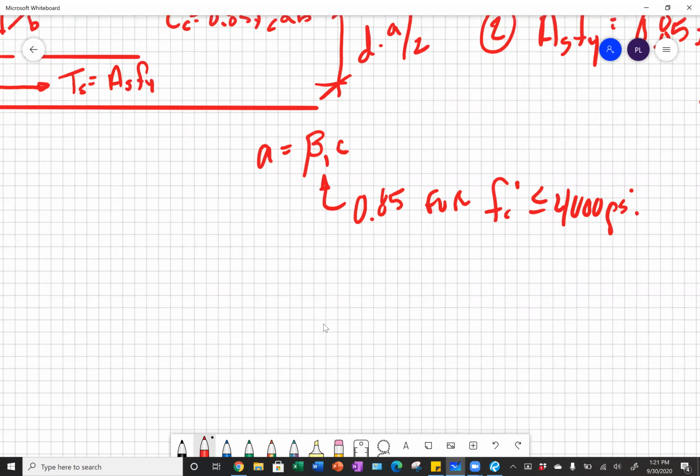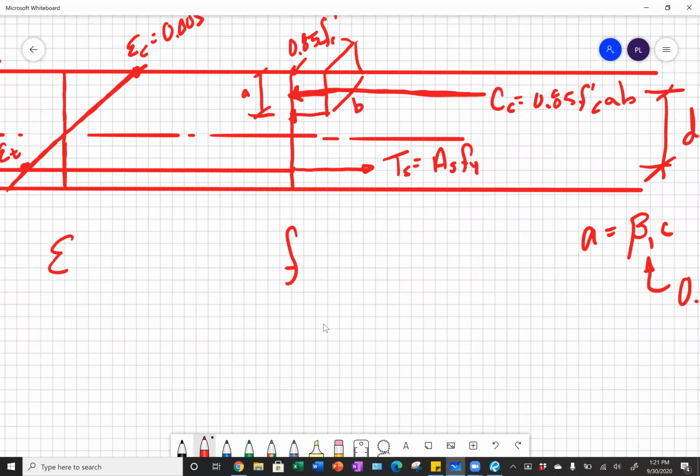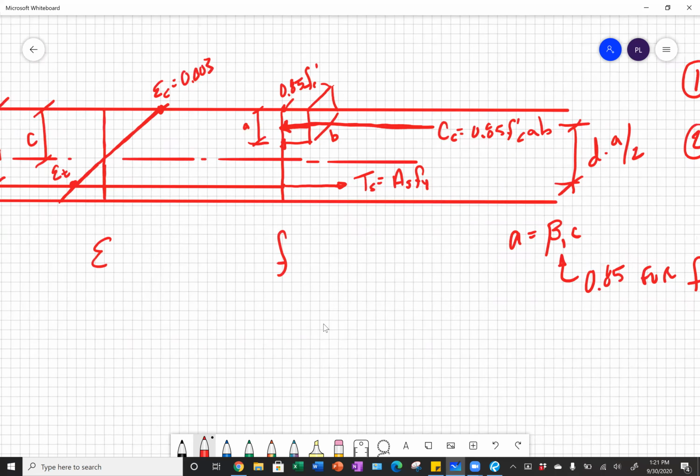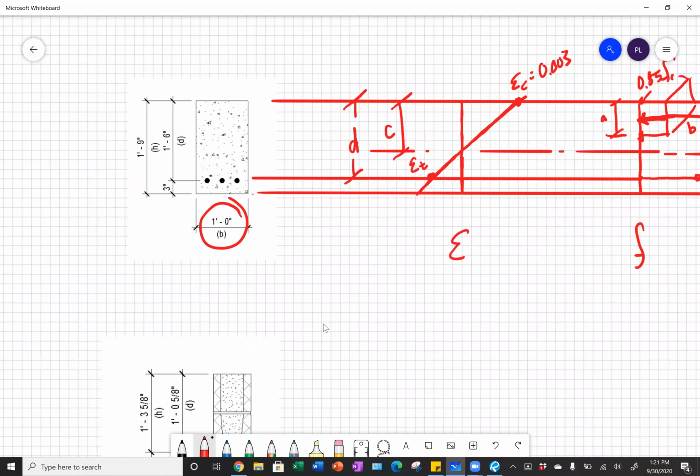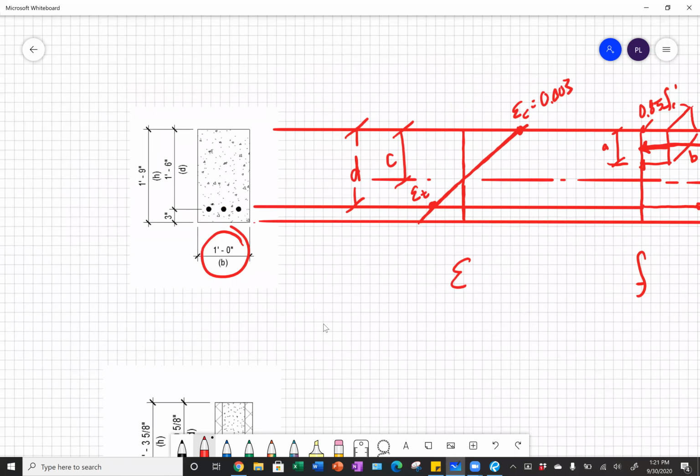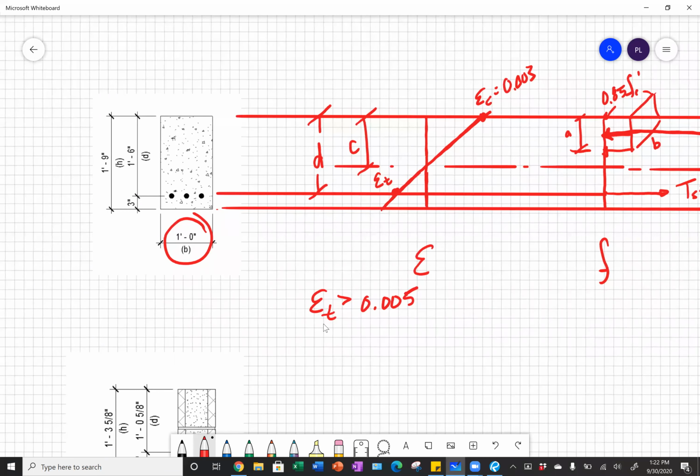To solve for our phi factor, because ACI is based on strength design, we have to know if our section is tension or compression controlled. And if we are tension controlled, we have a strain in our reinforcement greater than 0.005 at the point when our concrete reaches its maximum usable strain of 0.003, and that gives us a phi equal to 0.90.